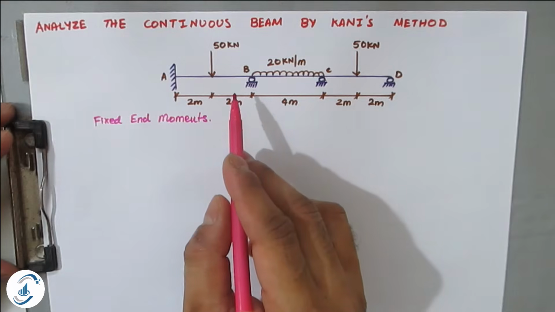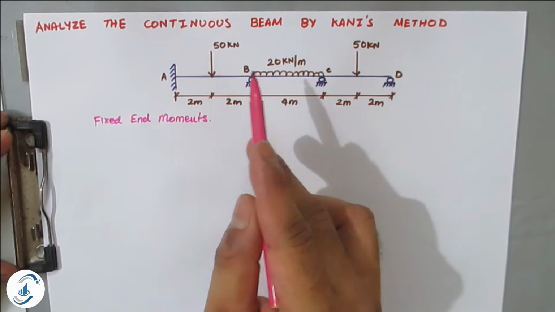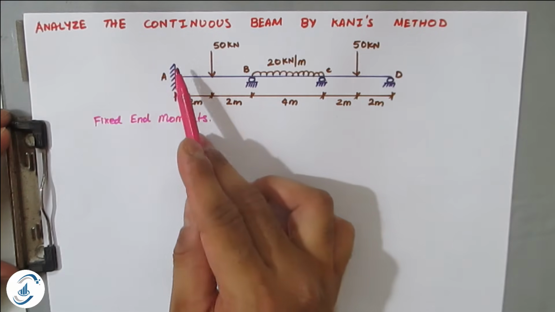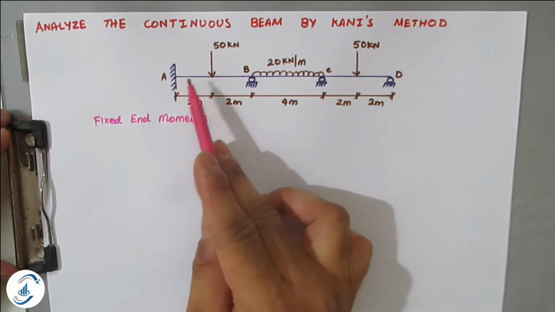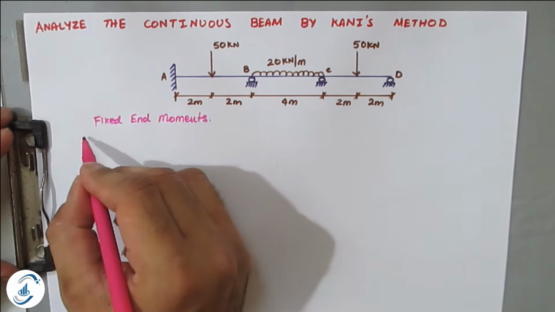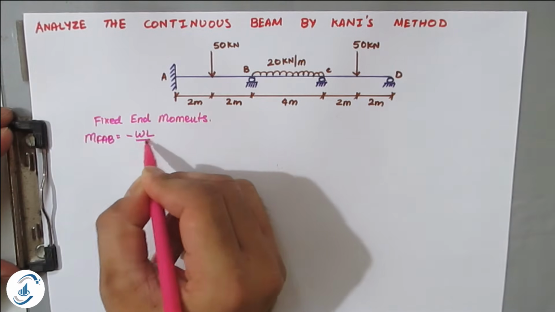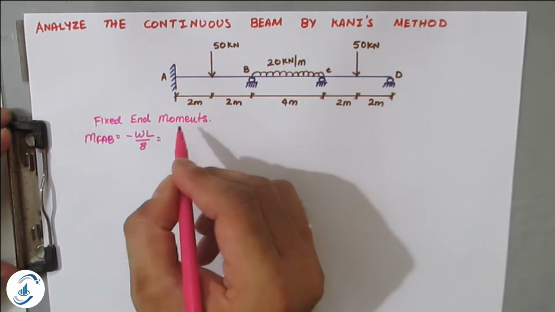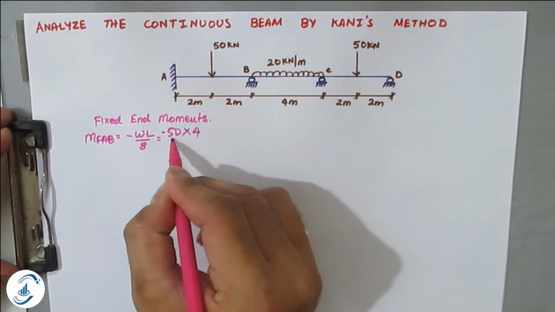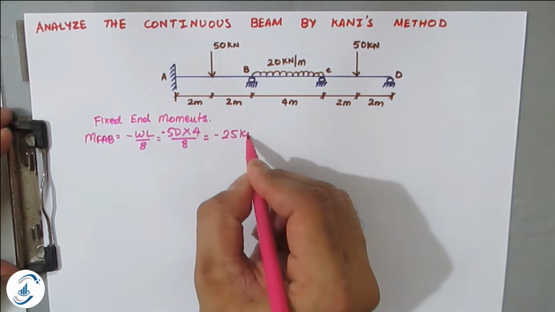So in this particular problem there are two types of loads, the point load which is at the center and UDL. For point load at the center the fixed end moment is WL by 8. So MFAB will be anti-clockwise, therefore negative. MFBA will be clockwise, therefore positive. So MFAB is equal to minus WL by 8. So here W is 50, that is minus, into L is 4 divided by 8. So therefore this will become minus 25 kilonewton meter.